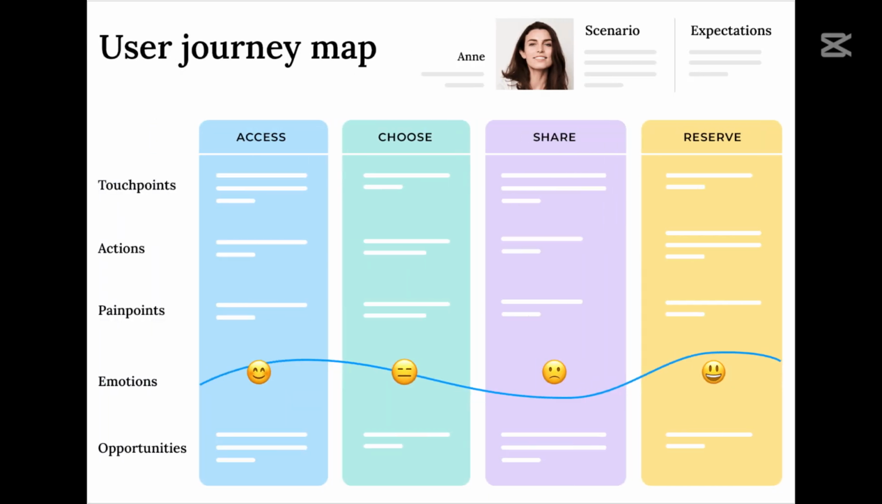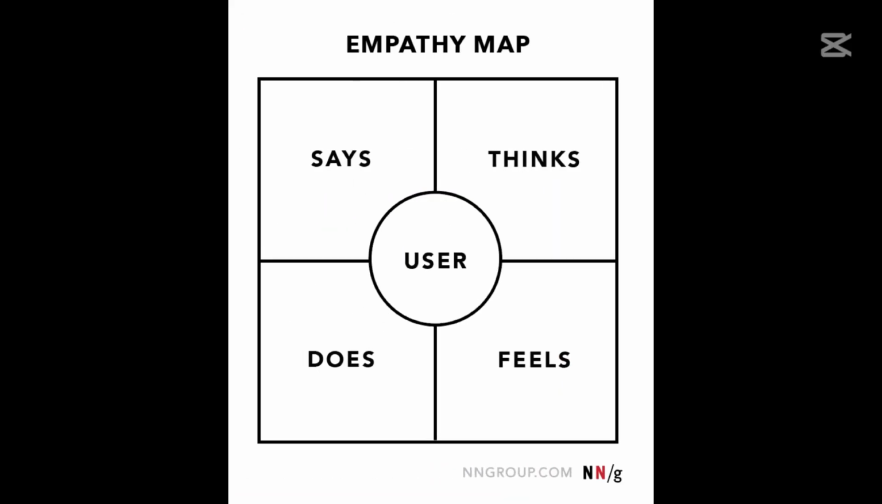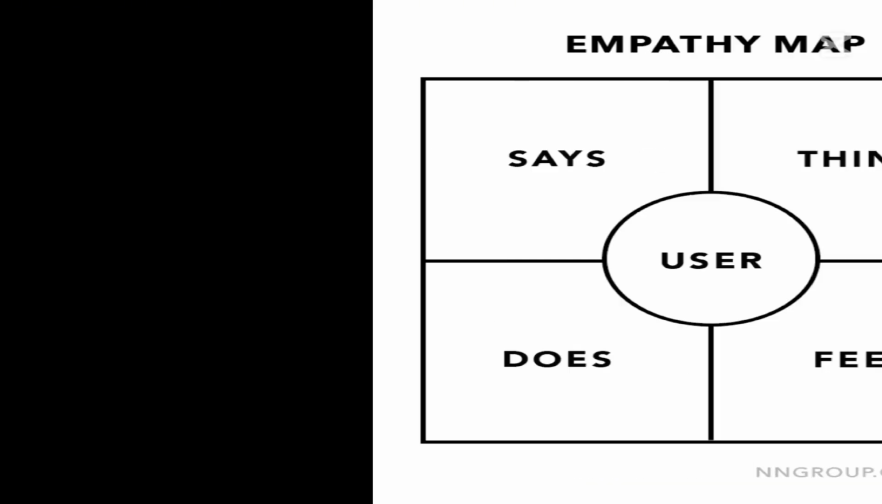Types of experience diagrams. 1. User journey map shows the user's step-by-step experience across time, often with emotions and pain points included. 2. Empathy map focuses on the user's mindset, what they think, feel, see, hear, and do. This helps designers gain a deeper emotional understanding.